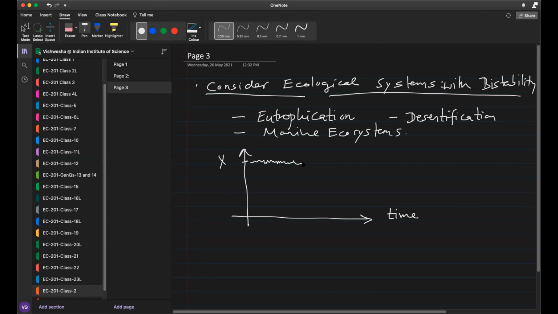Basically, if you wait long, maybe, and if the system is prone to this bistability, over time, what might happen? It might suddenly collapse to this new state, right? And this is one possible scenario that can happen. So as somebody who is interested in managing this ecosystem well, what is the thing that you would like to know? This is a possible scenario. Let's say we are here.